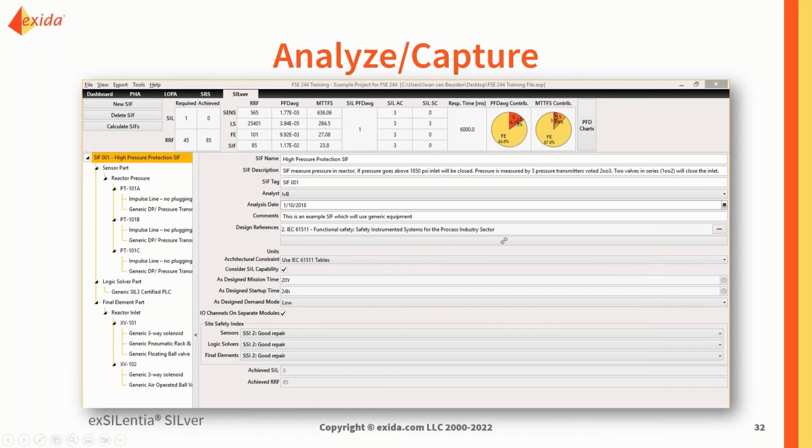From this module, you can get all three barriers for your SIL verification: the PFD average or PFH, depending on your demand mode, and then you have the SIL architectural constraint, and also the SIL systematic capability.